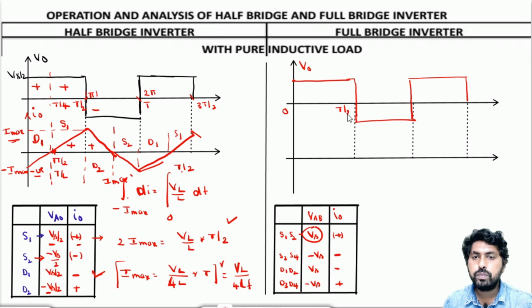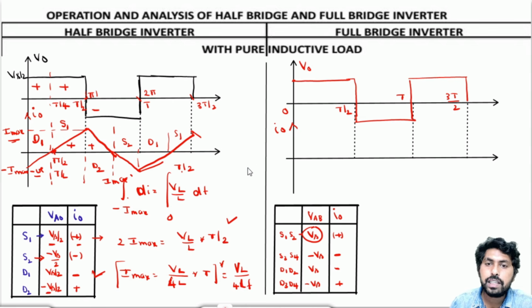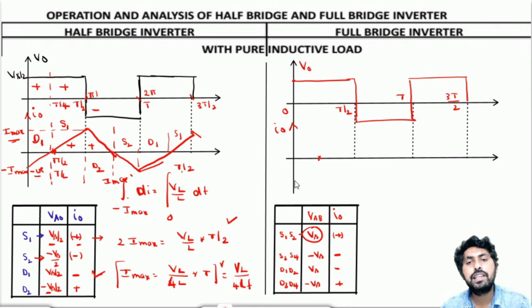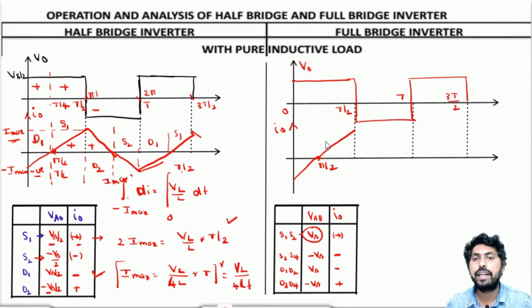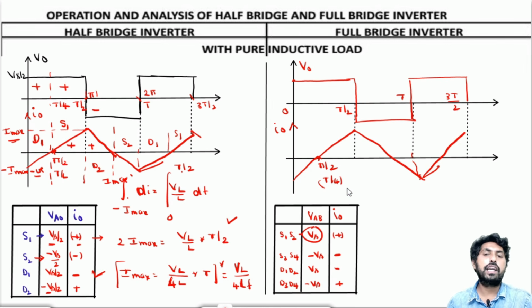T by 2, T and 3T by 2, right? So now let me draw the I naught value. How to draw the I naught? As we know, the inductive current has a triangular nature, so it will be like this, and it lags the supply voltage, that is the output voltage, by 90 degrees, that is T by 4. So the current will be like this.